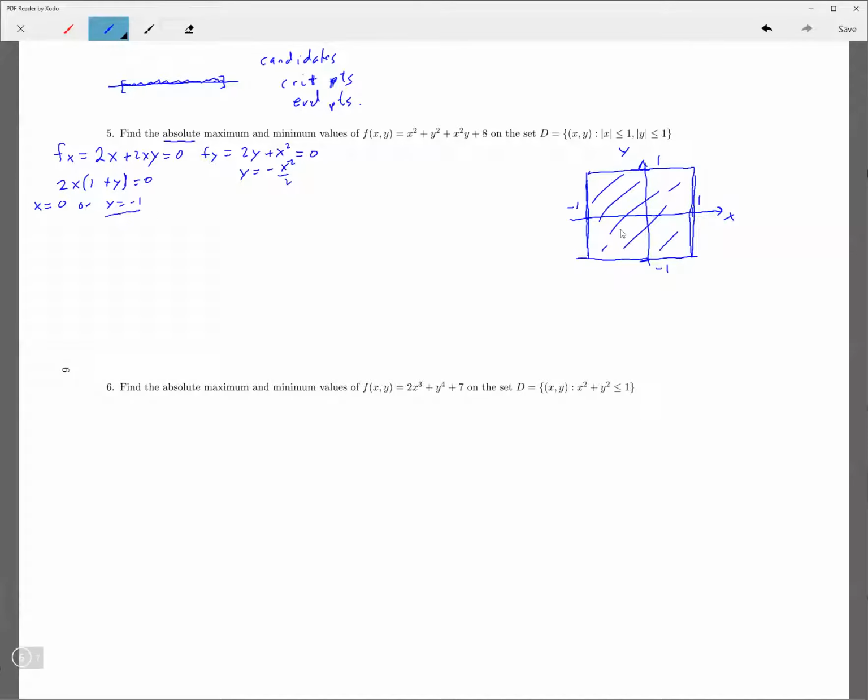This one right here is on the boundary. So it doesn't matter. Just throw it out because it already qualifies as a boundary point. So it's fine.